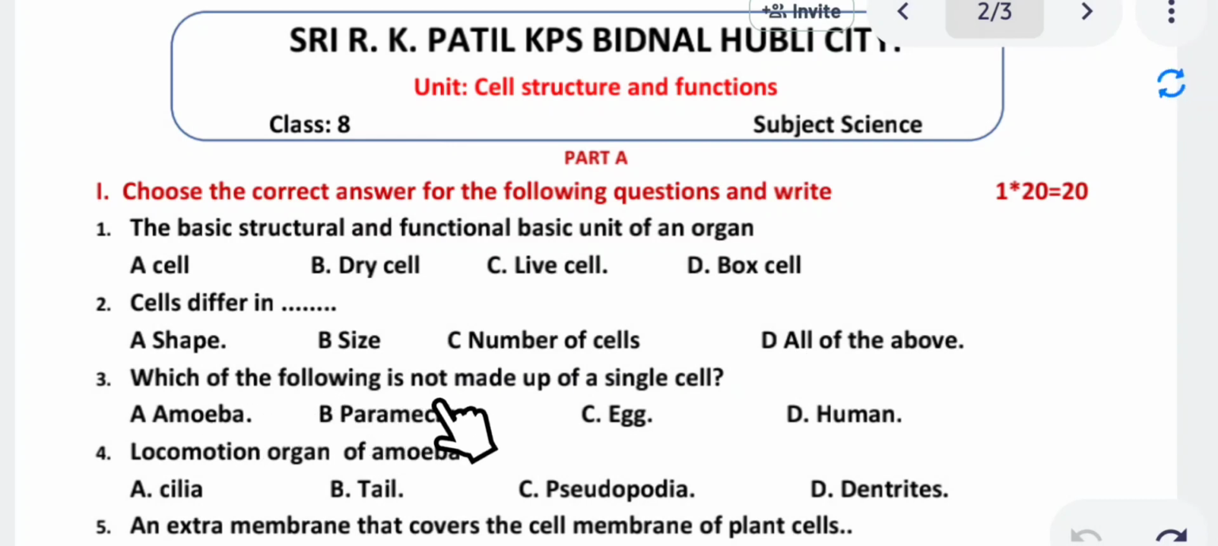Which of the following is not made up of single cell? Options: amoeba, paramecium, egg, human. Here amoeba, paramecium and egg all are made up of single cell, whereas human is a multicellular organism.